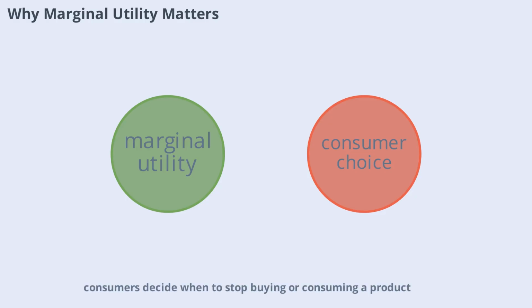Marginal utility is important because it helps explain how consumers decide when to stop buying or consuming a product. When the marginal utility of an item falls below its price, people usually stop purchasing more. This decision-making process is at the heart of consumer choice theory and helps businesses set prices and predict demand.